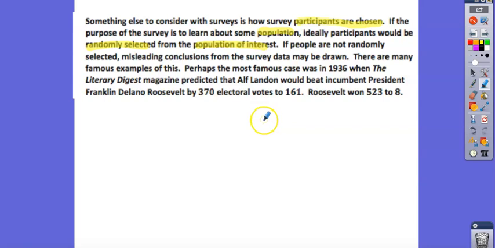Okay, the most famous example of this was back in 1936, and no, I was not alive at that time. Okay, when the Literary Digest magazine predicted that Landon, anybody heard of Alf Landon? I haven't. They said he was going to beat the president, Franklin Delano Roosevelt. Heard of him? Yeah. They said it was going to be pretty much 2-1. However, it wasn't even close. Roosevelt absolutely killed the guy.